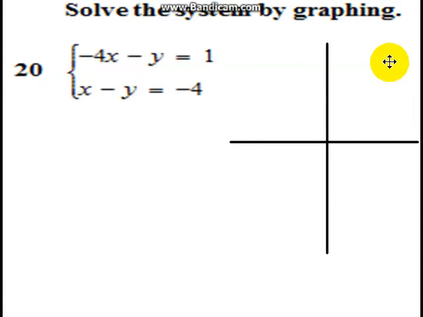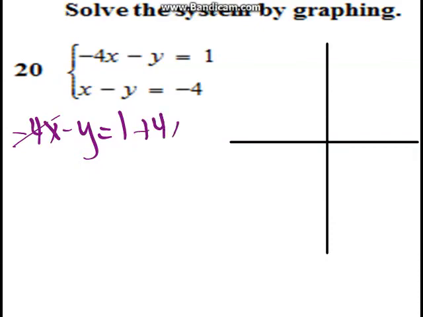So I'm going to start with the first equation, negative 4x minus y equal 1. I'm solving for y. To put it in slope-intercept form, that means I'm going to add 4x to each side. Okay, and then that leaves me with negative y equals 4x plus 1.